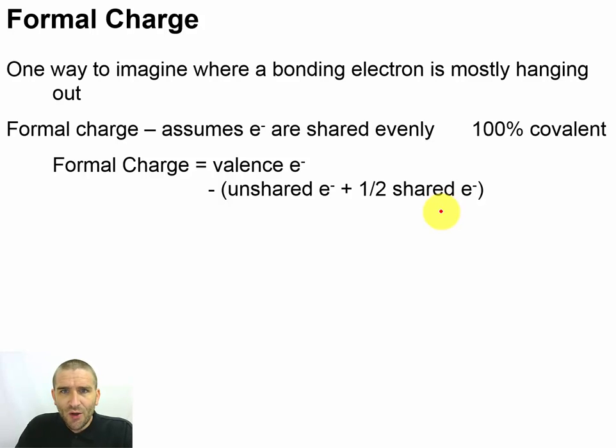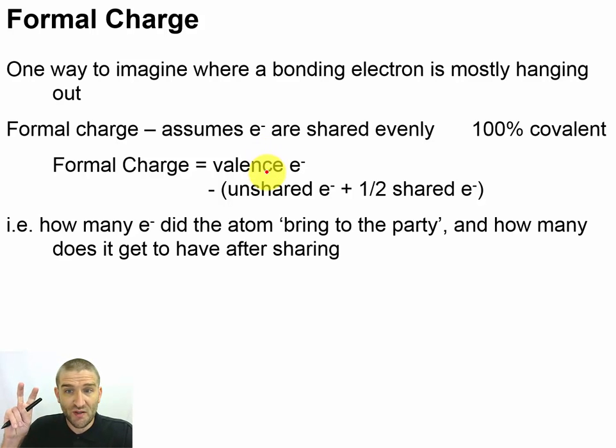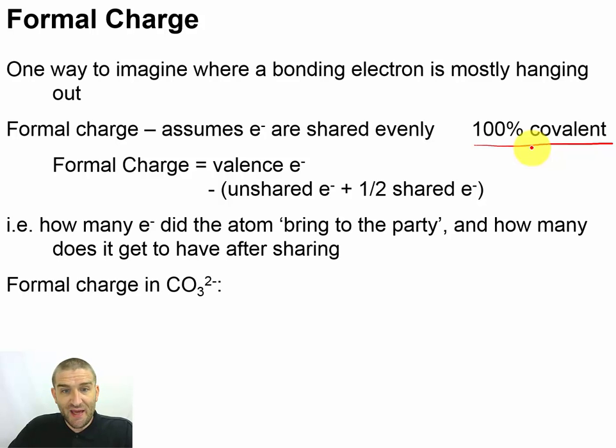But what does it mean? What it's telling you is that we're going to start out with the number of electrons that the atom brought to the party. Then we're going to see how many it has once it starts sharing. So this is how many electrons it brought with it. Now we're going to count up how many it's not sharing, and then half of each of the ones that it is sharing. In other words, half the shared electrons, 100% covalent. It still owns half of all bonding electrons. That's the idea of formal charge. Now let's see an example of that at play.